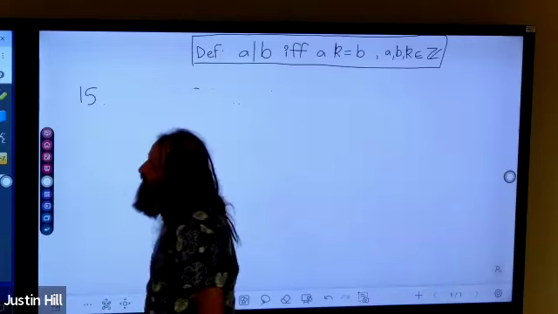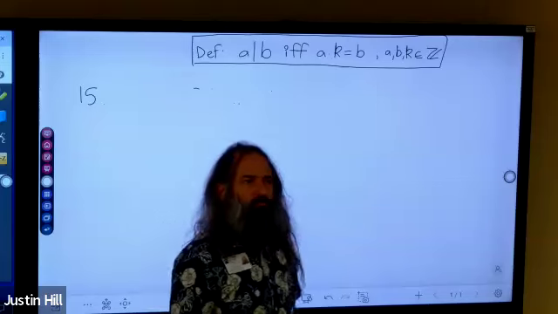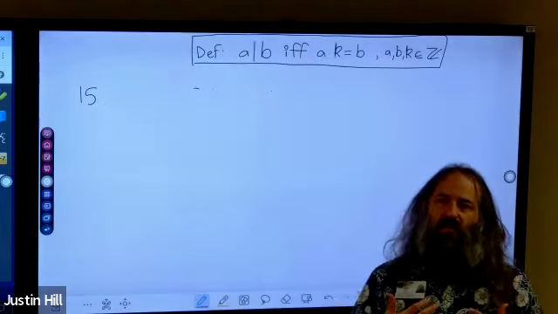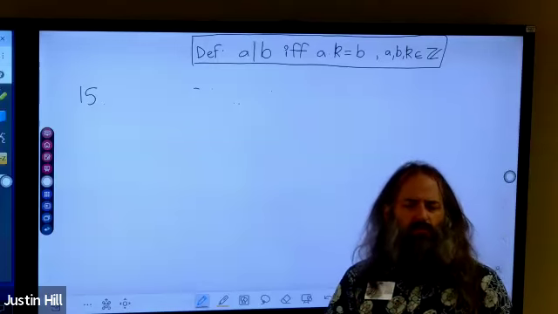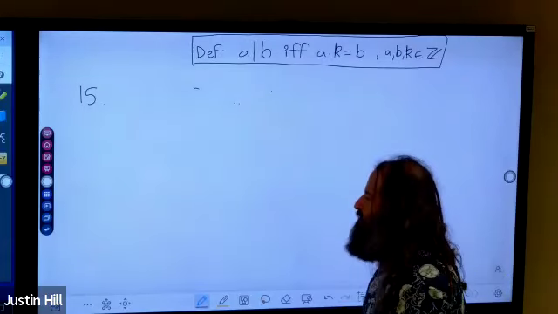Start with 15. I would say it's probably the most basic, and when I say basic, I don't mean easy, or that you should easily get it. I'm just saying this is the most foundational proof we could do once we have the definition of divisibility.